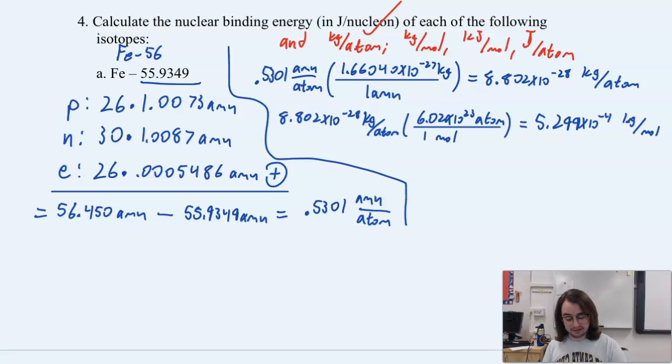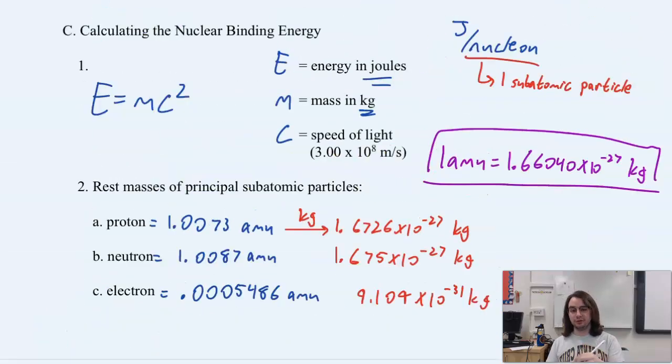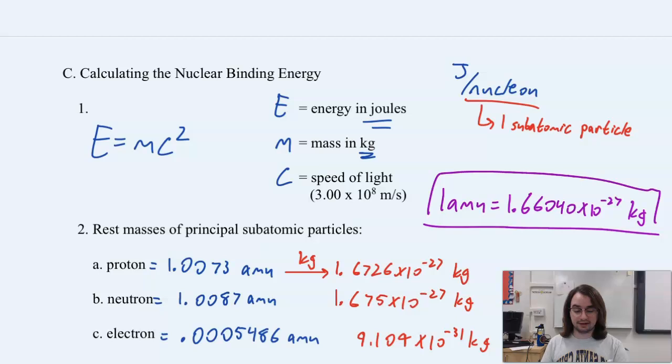Okay, so notice that I'm slowly walking my way towards joules per nucleon. We're getting there. It takes a little time. Now I am in 5.299 10 to the 4th kilograms per mole. I'm going to take that and I need to get myself into kilojoules per mole. So now that I'm in kilograms per mole, I'm able to plug myself into the Einstein equation, and I'm solving for kilojoules now.